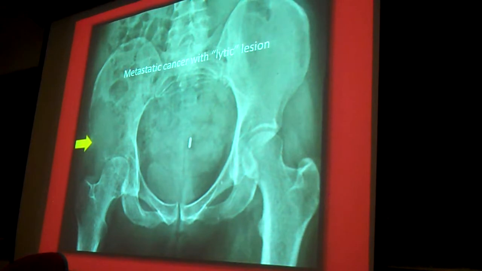What's the little bead? That's probably a radiation pellet. This is probably a woman with ovarian or uterine cancer or something like that. It looks female to me.